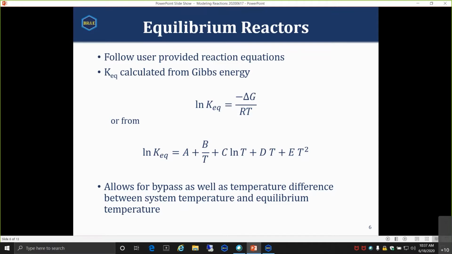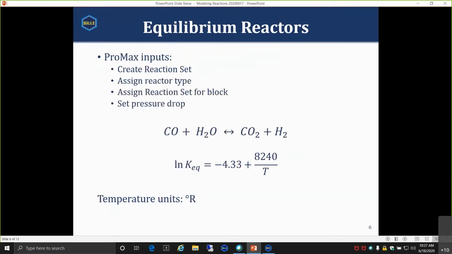So for instance, the catalyst temperature might be warmer than the system temperature because it's an exothermic reaction occurring on the catalyst. Or it might be an endothermic reaction occurring on the catalyst, in which case the catalyst is at a lower temperature than the system temperature. And this will allow you to better mimic what you're seeing in your plant with regards to the equilibrium reactors.